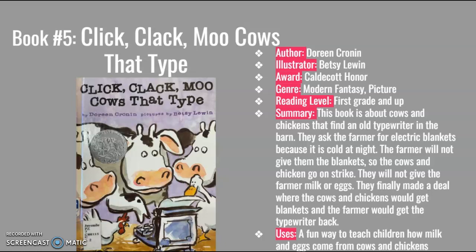And the summary is that this is about cows and chickens, and they find an old typewriter in the back of the barn. And one night they get very cold, so they decide to ask the farmer for electric blankets. But the farmer will not give them electric blankets, so the cows and chickens decide to go on strike. And in return for the electric blankets, they agree to give the farmer milk and eggs.